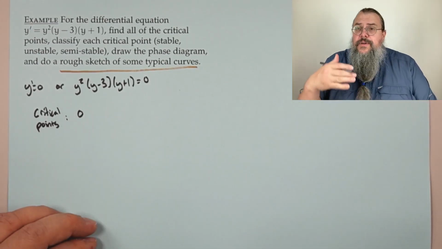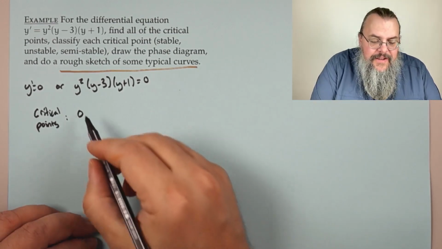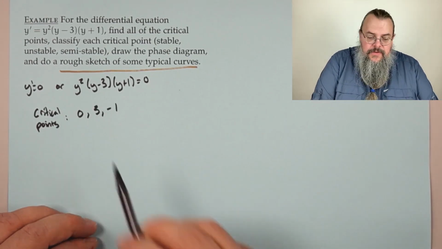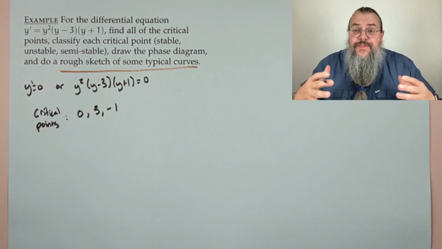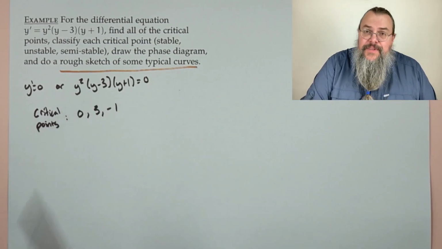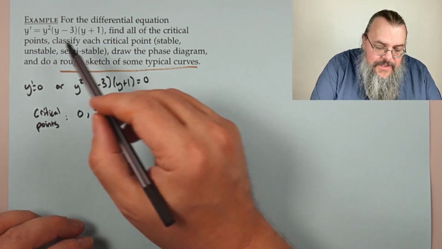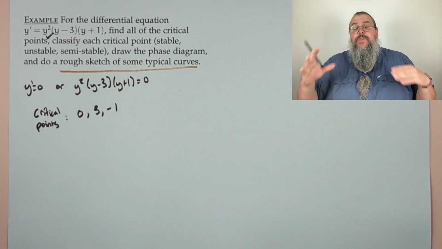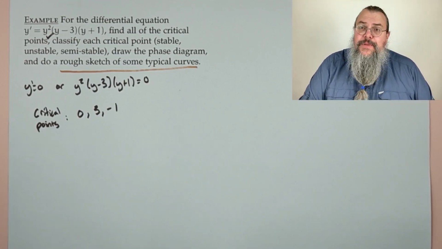And 0 might be a repeated root, but we don't write it down twice because it's the same point. 3 and negative 1, right? That's the beautiful thing about multiplication. If you multiply and get 0, something had to be 0. So you set each part to be 0. Life is good. All right, so that's the first thing. We found them all. There aren't any others. Any other value for y that you plug in, you're not going to get y prime equals 0.